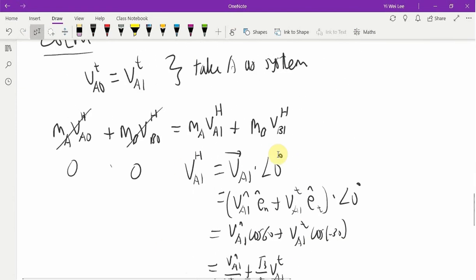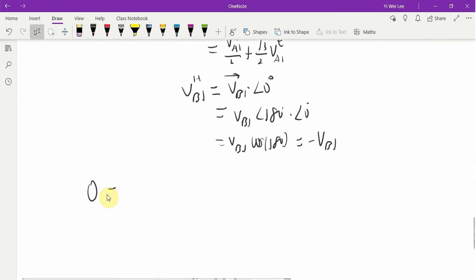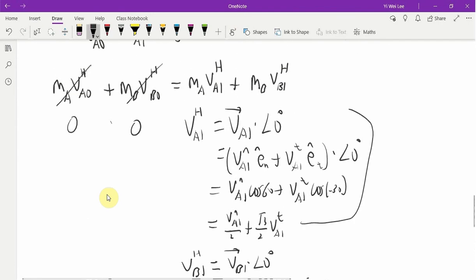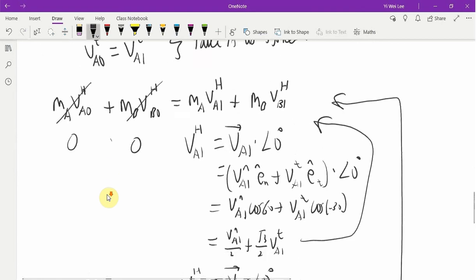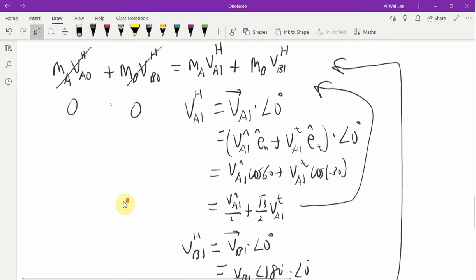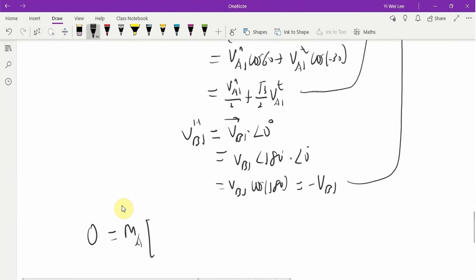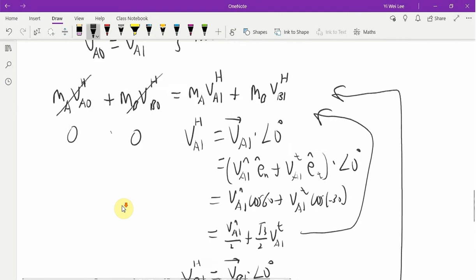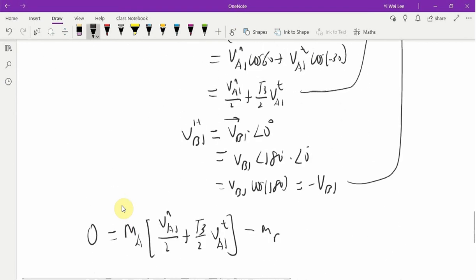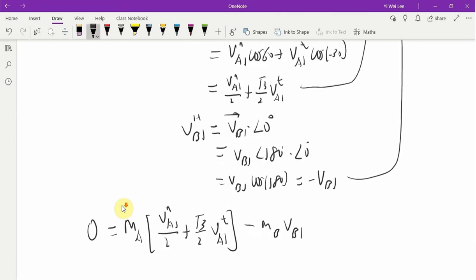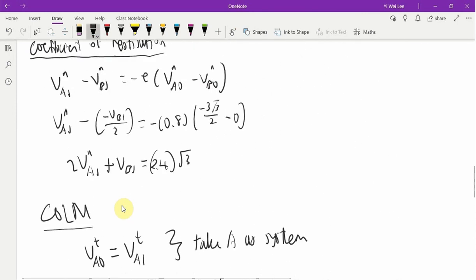From these two equations, we substitute them in here, and we get the final equation: 0 is equal to mA times (VA1N over 2 plus root 3 over 2 VA1T) minus mB VB1. Okay, so let's take a look at how many equations we have.